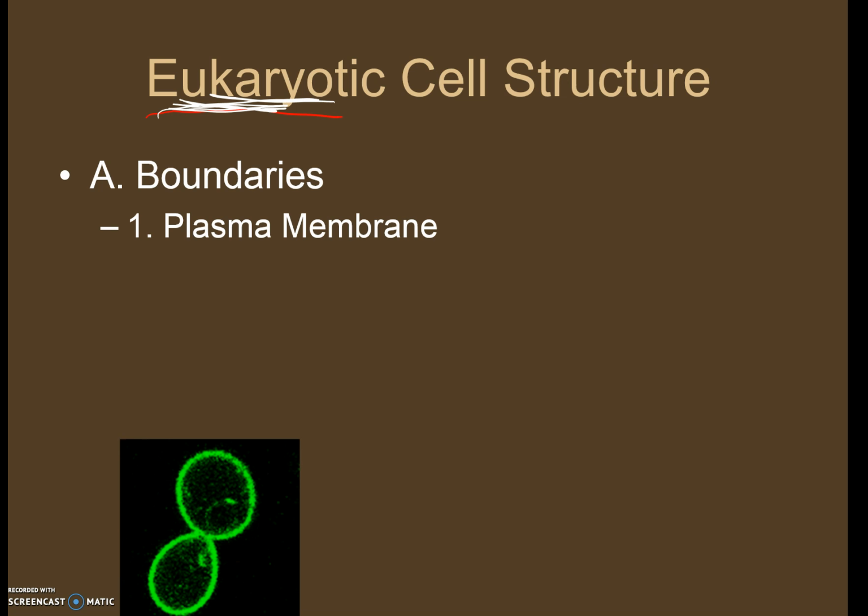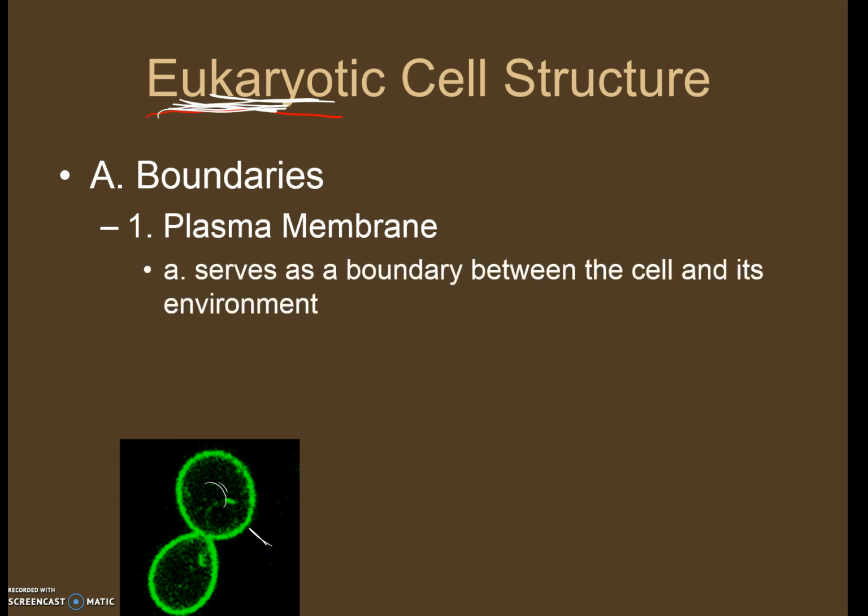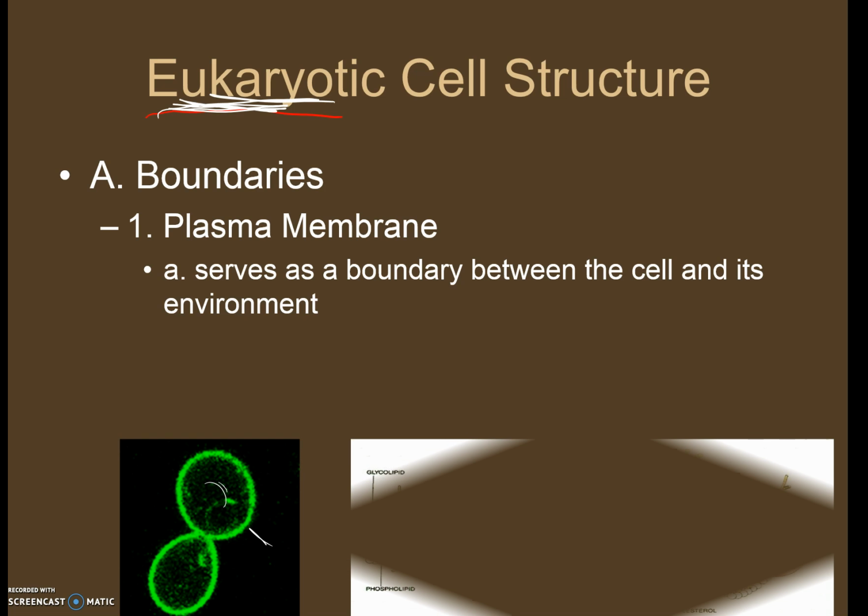The plasma membrane is the outer boundary of all eukaryotic cells, and it serves as a boundary between the inside of the cell and the outside of the cell. Its job is to allow some materials to pass into the cell or out of the cell while keeping other things out. So you can kind of think of it like a gate around your house.